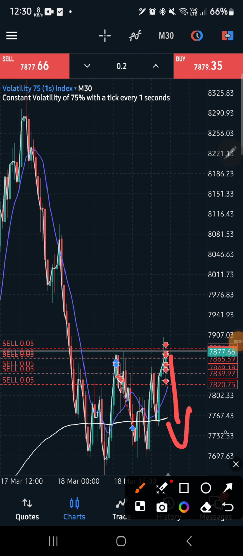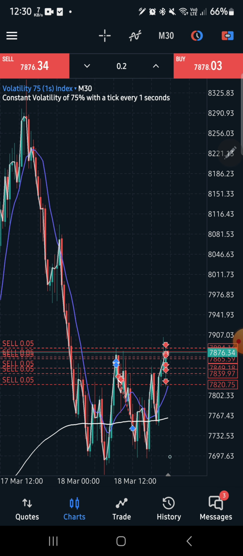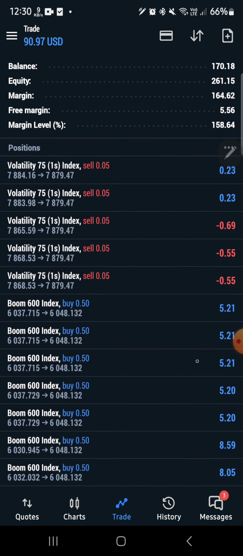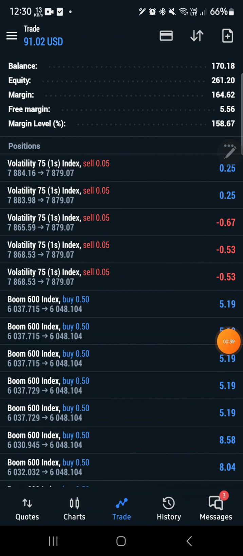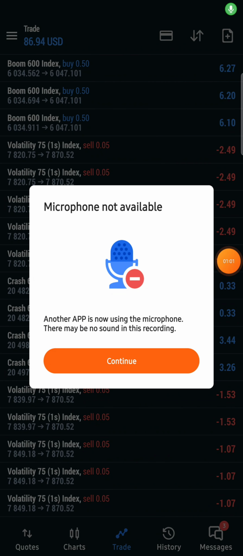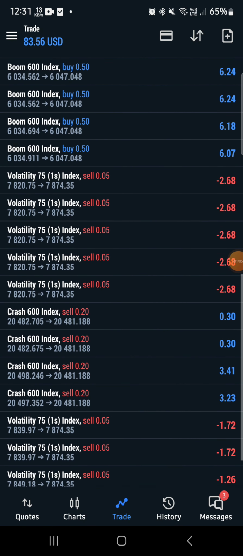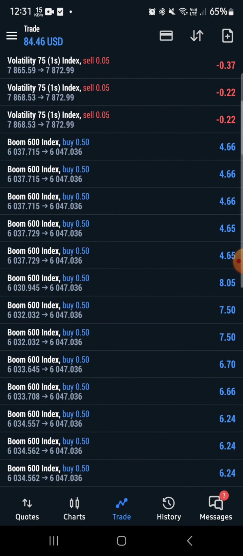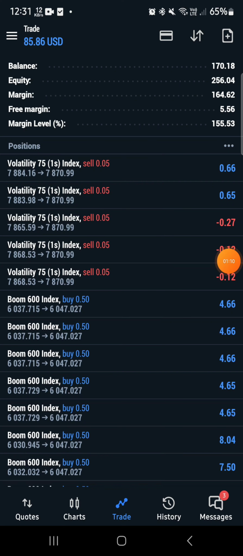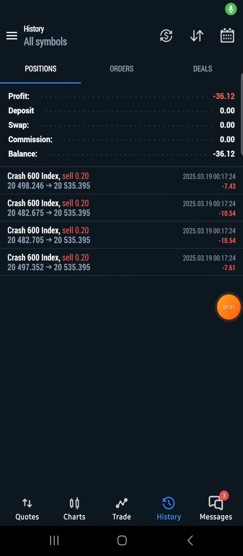You see, for 75, when it's expecting a sell back down, we're going to see what happens from there. Also the same thing for this Boom 600. I put a lot of 0.50 positions at the bottom level where I was expecting a spike, and I got spikes, and that is where we are getting $83 in profits. And this is where I took the account from 170 straight up to 500.